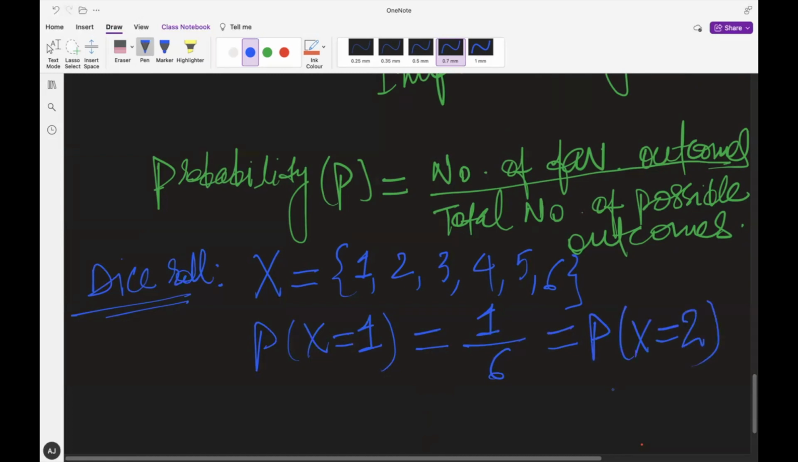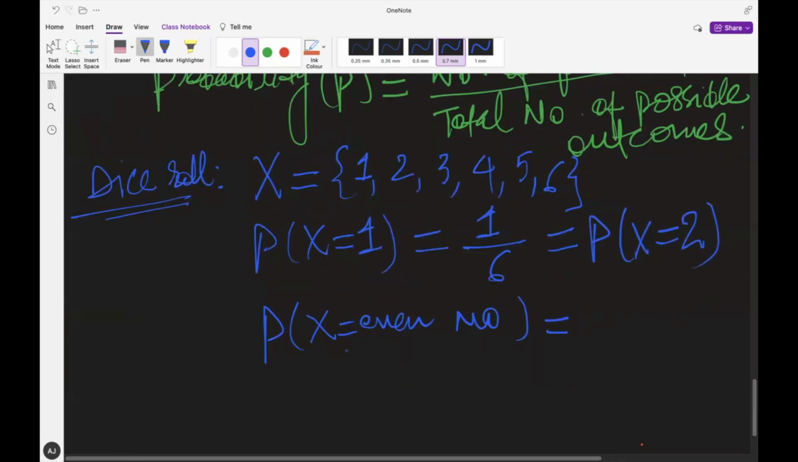Now, what is the probability that X is an even number? So, how many even numbers are there? Even numbers are 2, 4, and 6. So, of these 6 outcomes, where each of them is equally likely, 3 outcomes are even, which means the probability that X is even is 3 by 6, which is equal to 1 by 2, right?